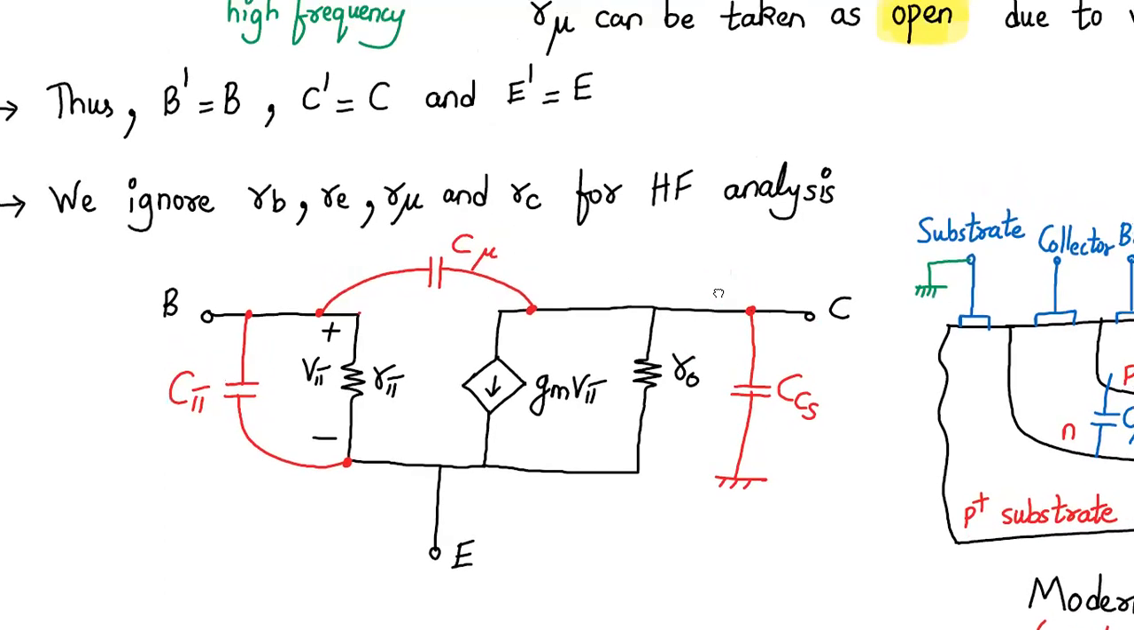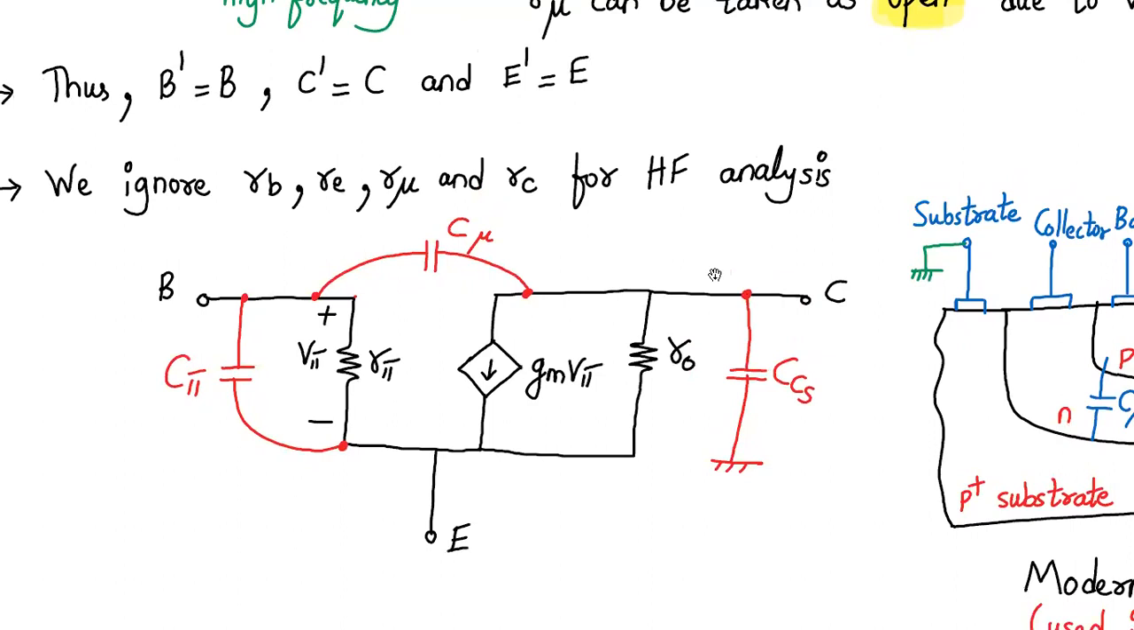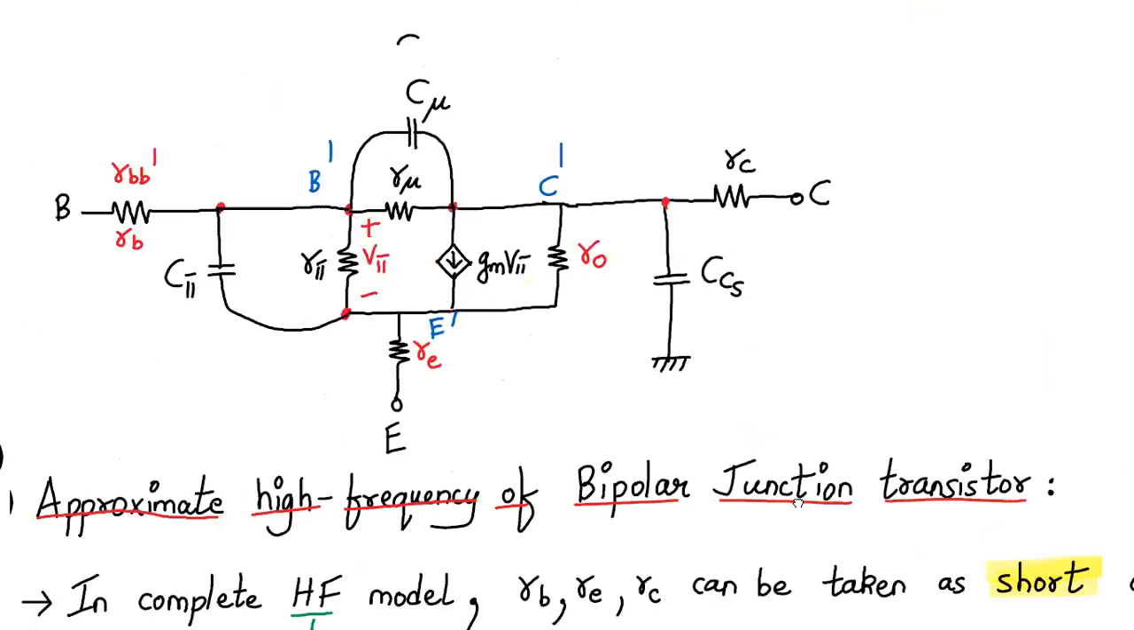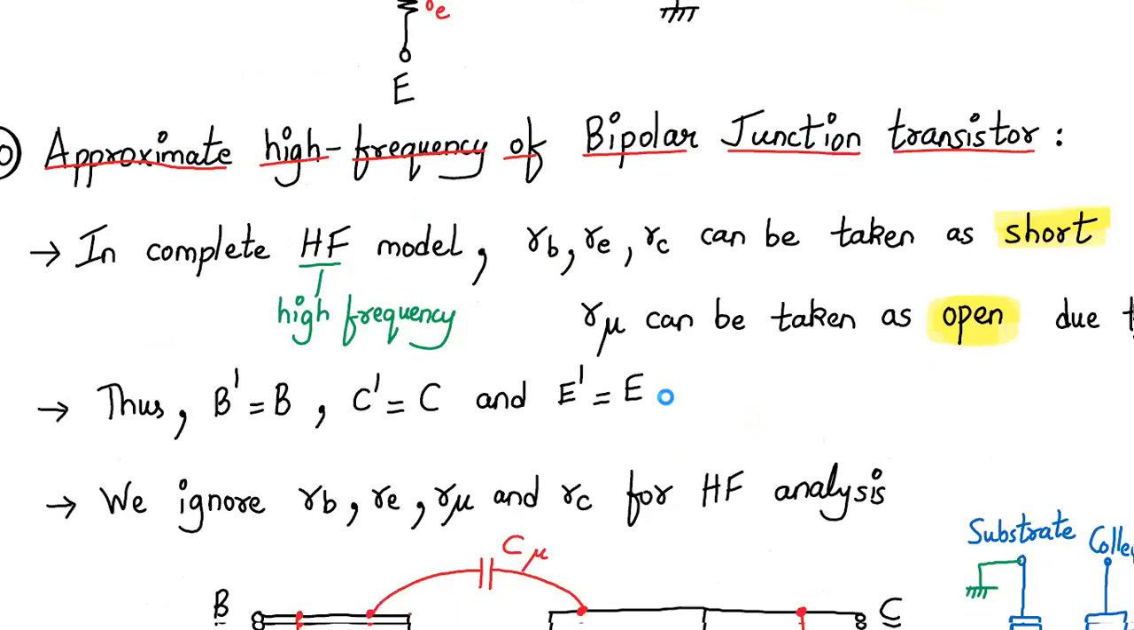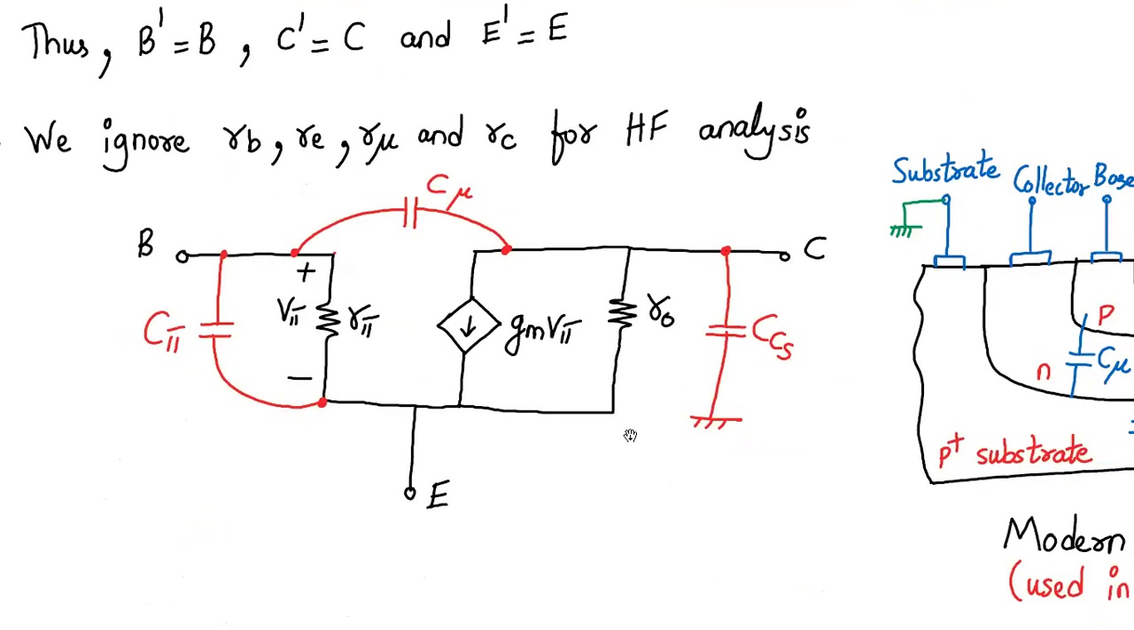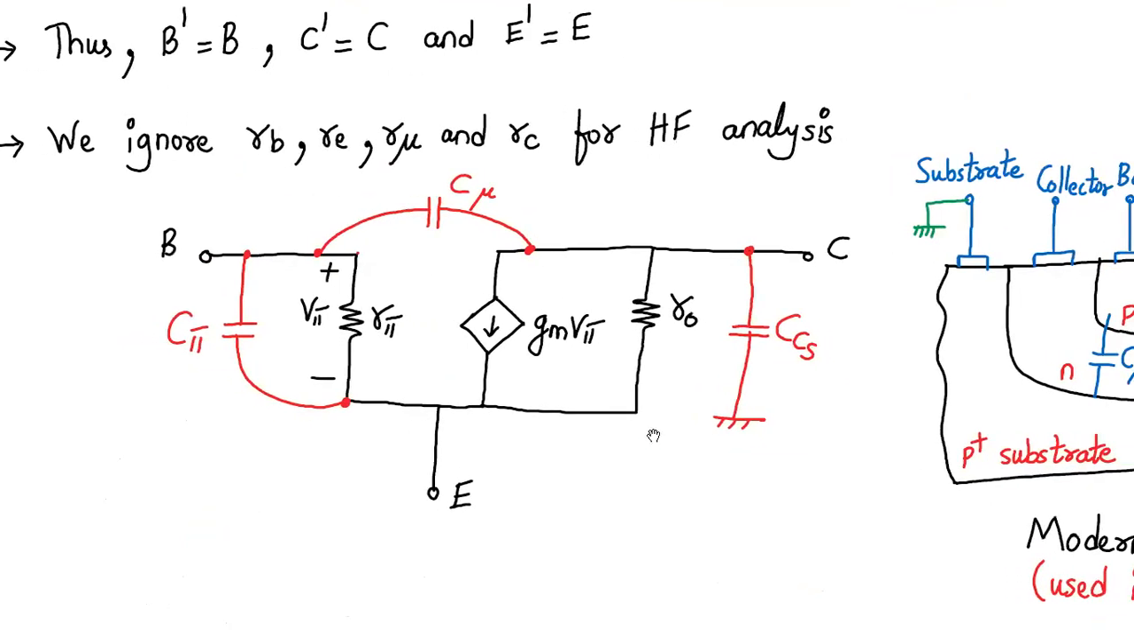That is all for this session. We have covered the entire journey and the origin of all the capacitors. We have also seen the exact model for a BJT, and finally the approximated model which we'll be using for analysis. This completes the topic of the high frequency model of a BJT.